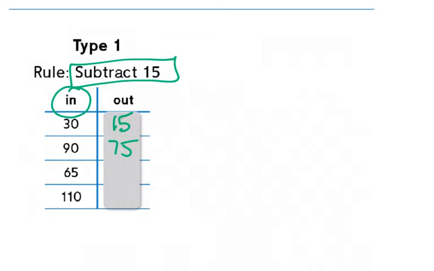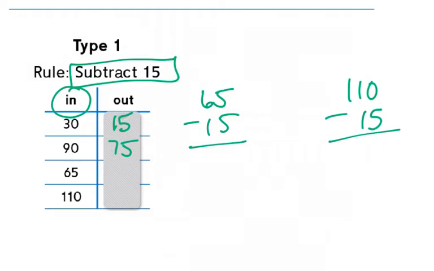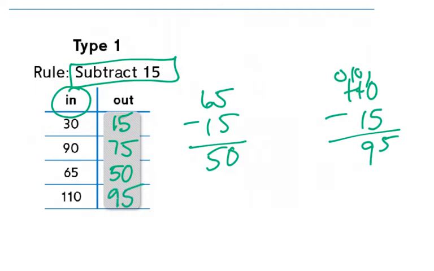I would like you to do the next 2. On your whiteboard, take 65, subtract 15, and take 110 and subtract 15. Pause your video and figure out what happens and what would be the output number. So 65 minus 15 is 50. And 110 minus 15 is 95. So sometimes we're given the rule and we're given the number that went in.